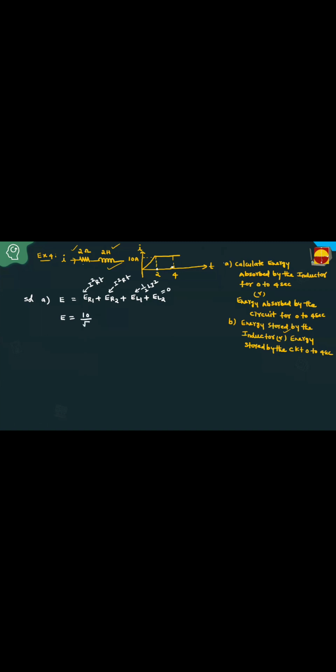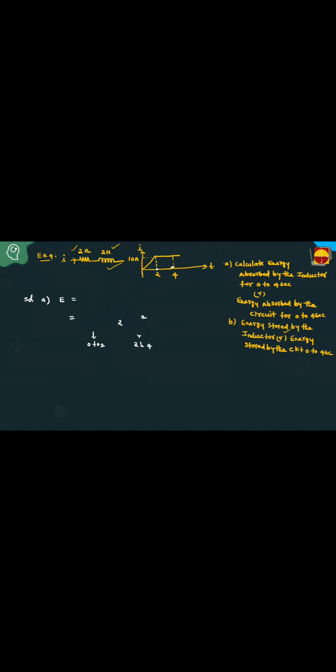10 by root 3 whole square into R, which is 2 ohms, T is 2 seconds. Plus ER2, I square RT: 10 square, because 2 to 4 now. This is 0 to 2, this is 2 to 4. I square RT, R is 2 ohms, T 2 seconds. EL1 is half L I square. Inductor: 0 to 2 both inductor and resistor.